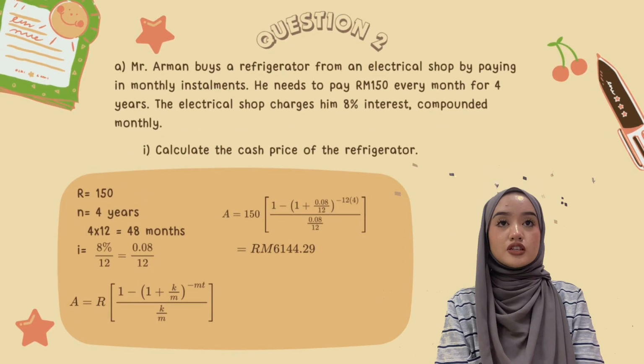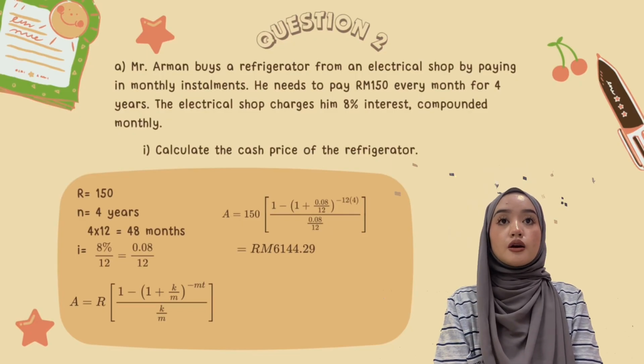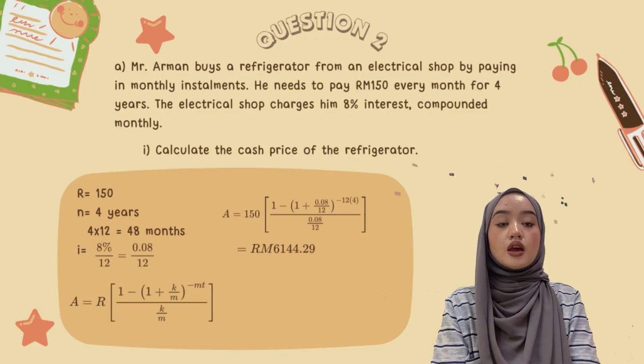So I'm going to discuss question 2A from this problem statement. Mr. Arman buys a refrigerator from an electrical shop by paying in monthly installments. He needs to pay 150 ringgit every month for 4 years. The electrical shop charged him 8% interest compounded monthly. Calculate the cash price of the refrigerator.